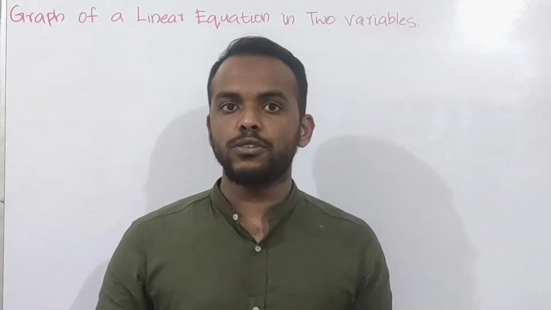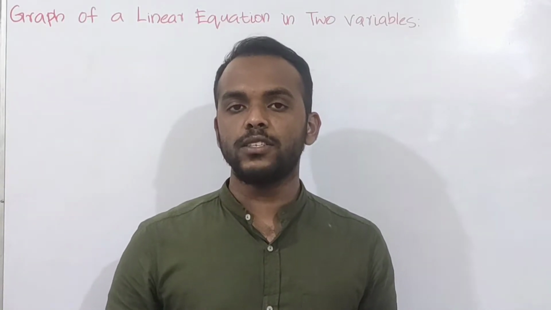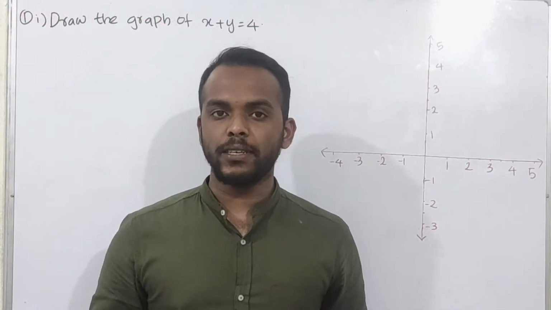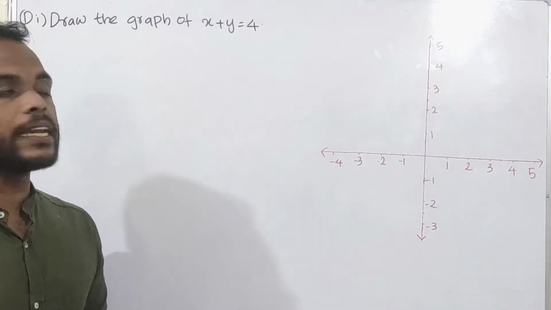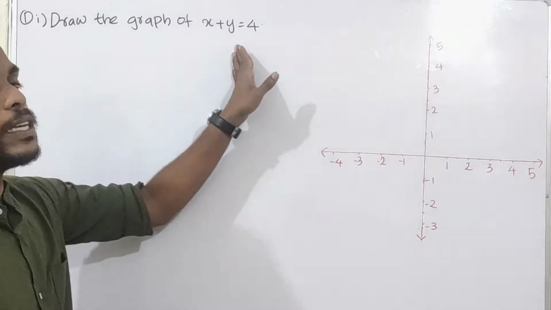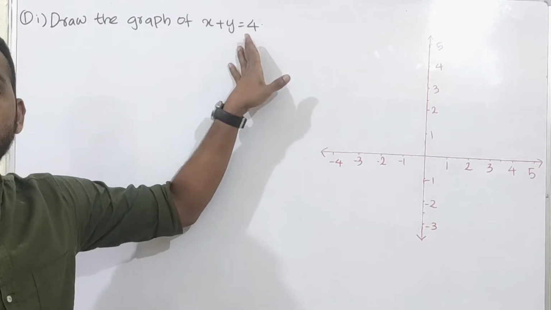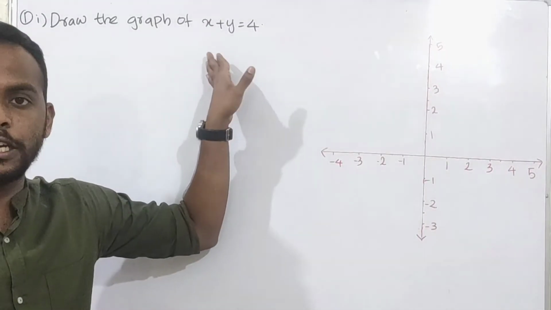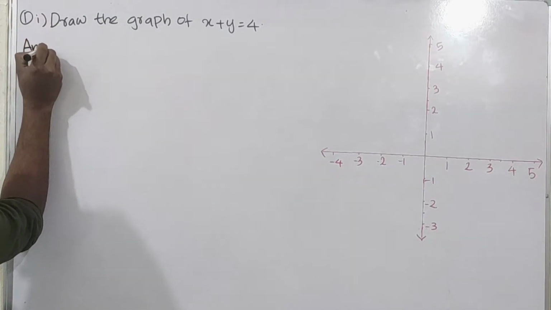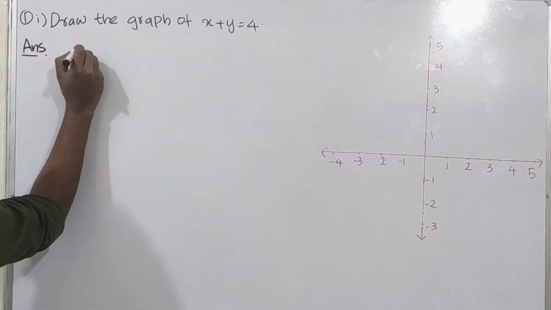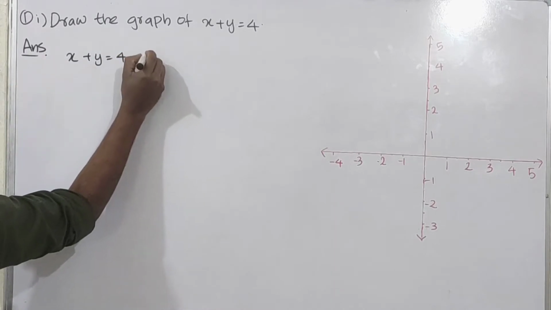Now let's try to draw a graph based on the set of values that we have obtained. Let's do it with an example question. We are asked to draw the graph of the linear equation x plus y is equal to 4. To draw the graph of this equation, it's very simple. We know how to find solutions of this equation, right? Let's follow that. First, we will find some 4 different values of this equation. The equation is x plus y is equal to 4. We'll call it equation number 1.